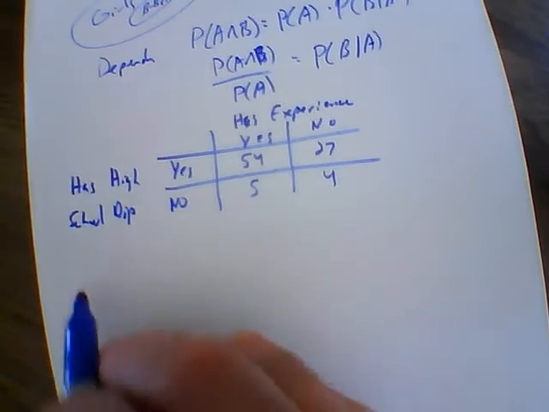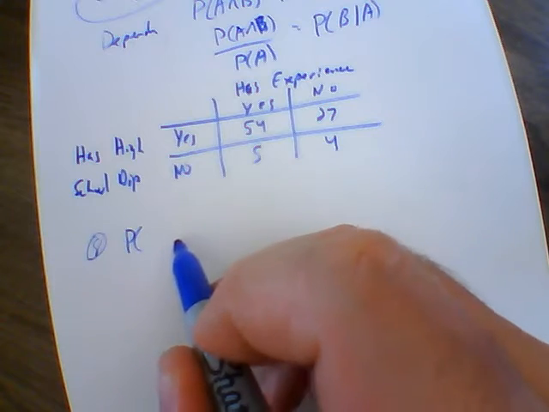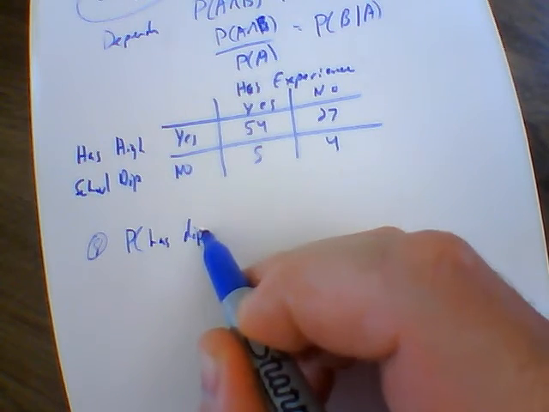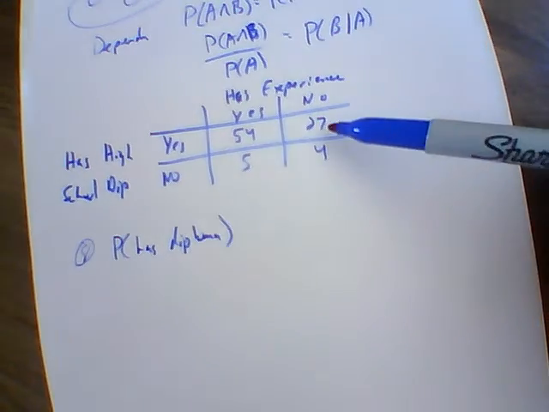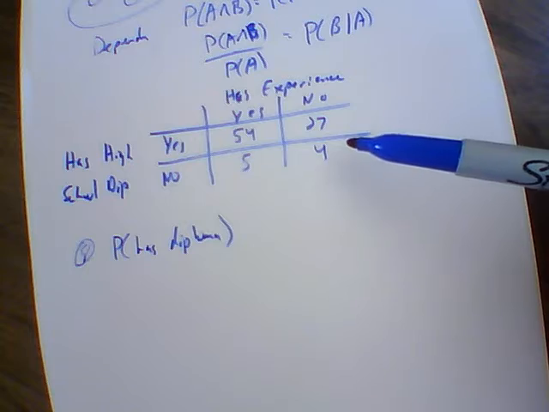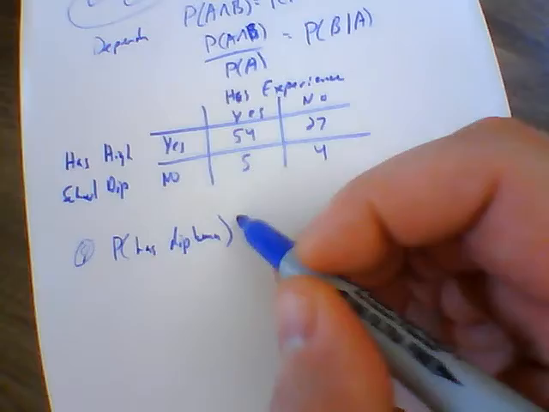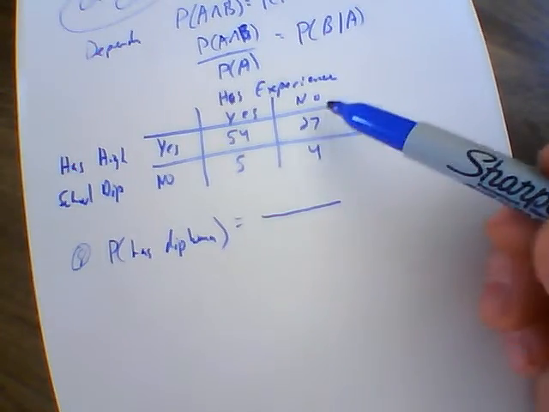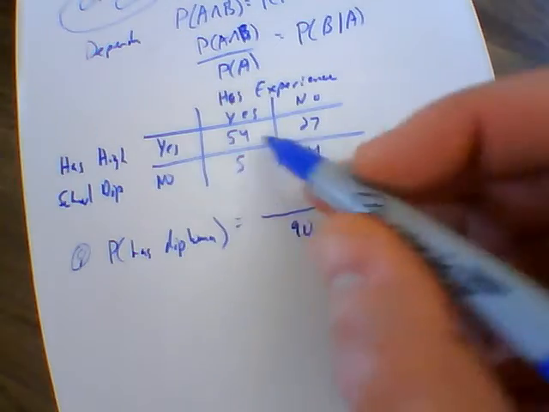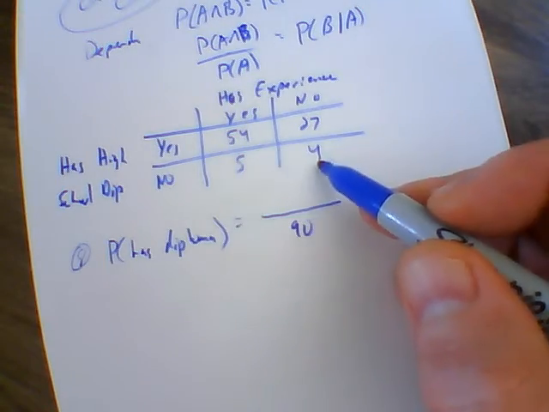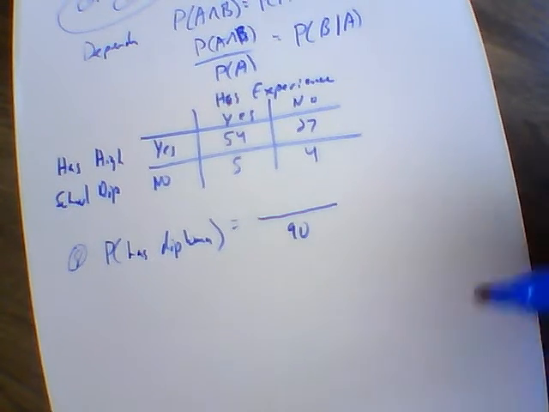So on number 8, they tell us what is the probability that if we pull out of this, that it has a diploma. Okay, so basically if we were to throw all these people into a hat and pull out one person, we would want to know what's the probability that we have a diploma. So if we look at our total amount right here, we see that there are 90 total. So 54 plus 27 plus 5 plus 4 is 90. So we have 90 total applicants all together.